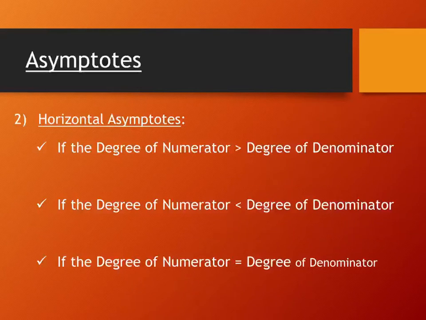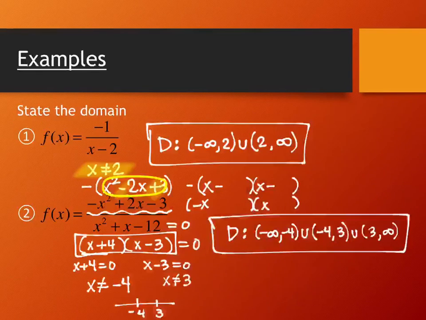But when we're working with horizontal asymptotes, we have to look at the degree of the numerator and the degree of the denominator. If you remember, the degree of a polynomial is just the highest exponent. So if we're looking at the example we did on example number 1, the degree on top is 0, because there are no exponents, so it's an understood 0 exponent. The degree on bottom is 1, because the x has a power of 1.